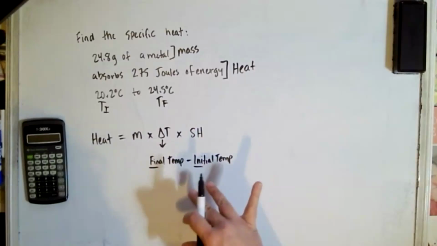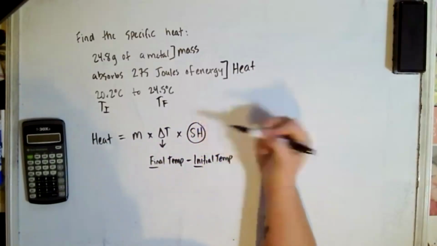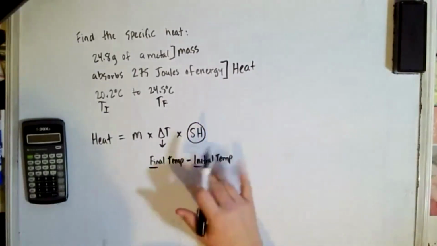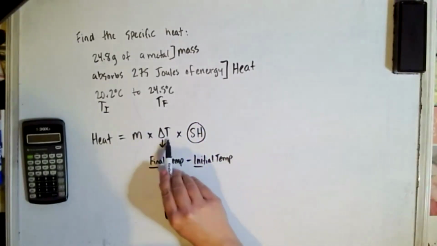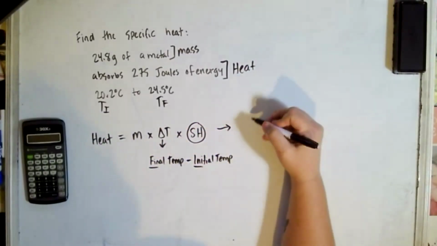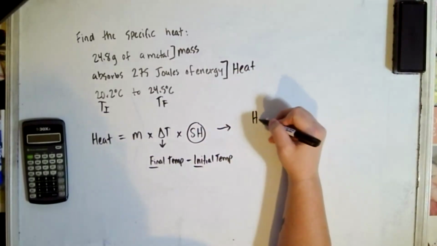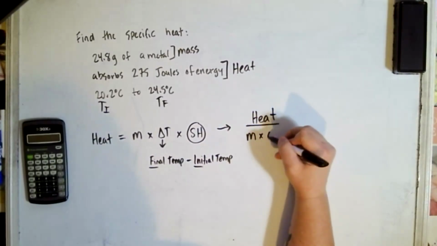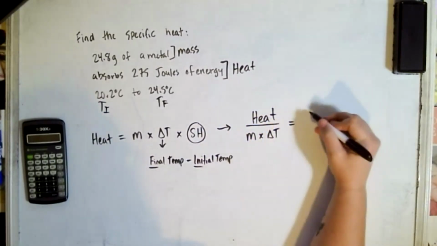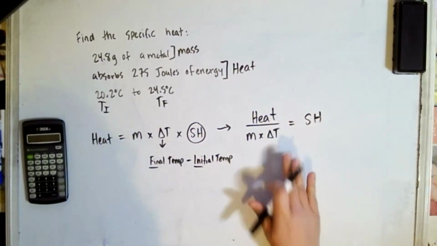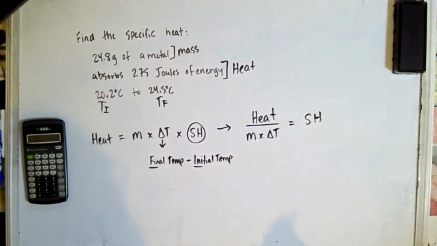Okay, so the only piece of information we don't know here is our specific heat. So we can solve this equation for specific heat by dividing both sides by mass and delta T. And when we do that and we rewrite it, we end up with heat over mass times delta T equals specific heat. Okay. And if you don't remember how to solve that out, you can go back to the chapter 1 video where we did work through that.